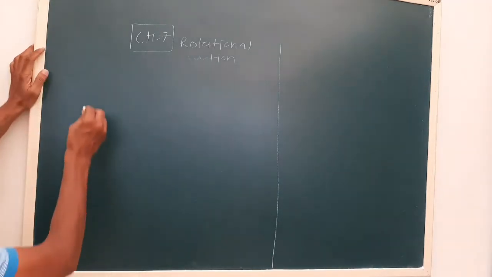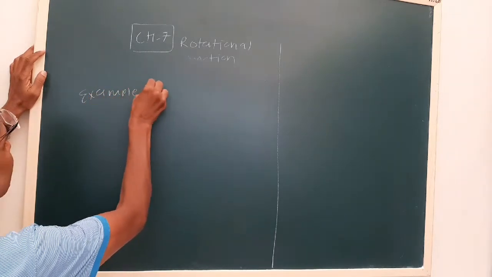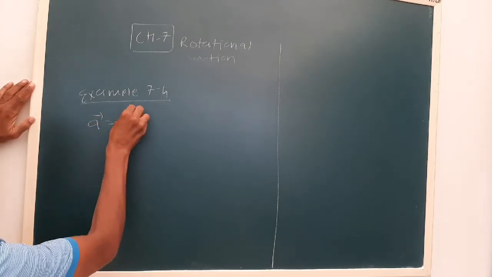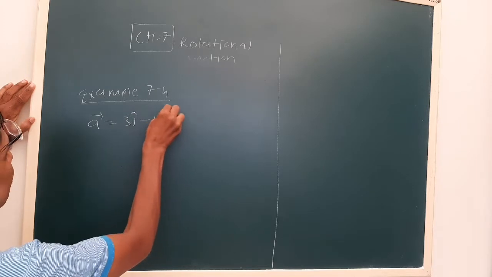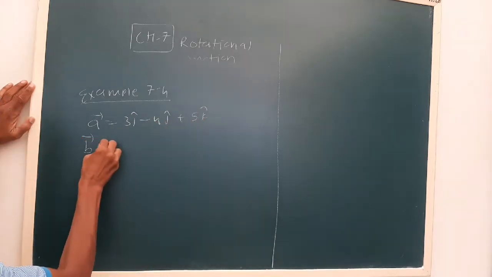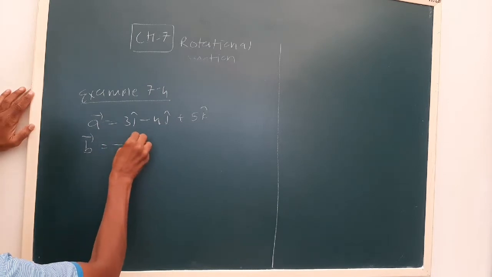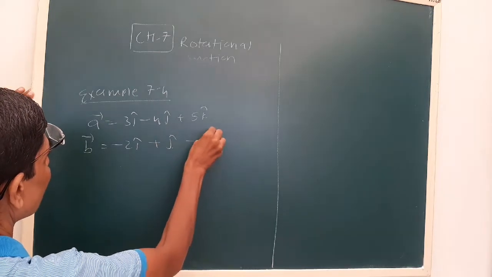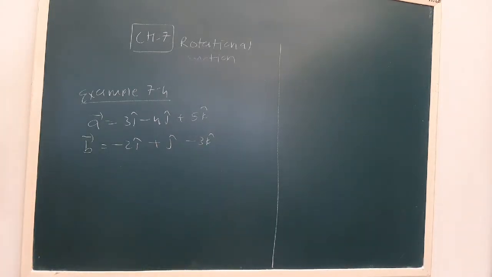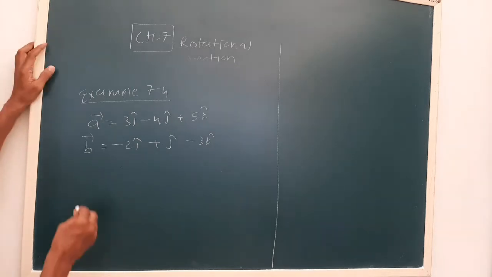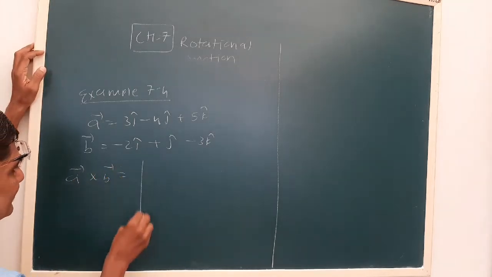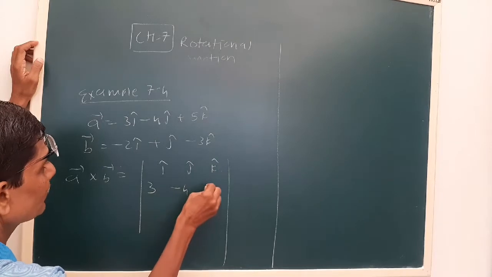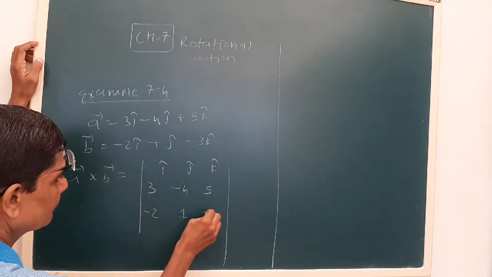Let us say our example number 7.4. A is equal to 3i minus 4j plus 5k, and vector B is minus 2i plus j minus 3k. Now A cross B we can find out using i, j, k. See, what are the coefficients here? 3, minus 4 and 5, minus 2, 1 and minus 3.